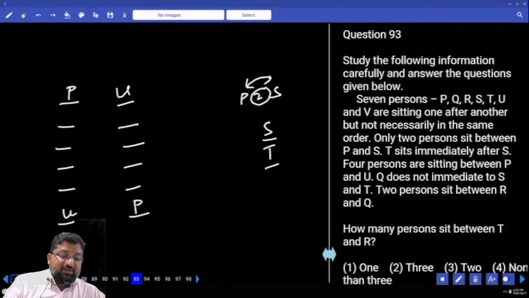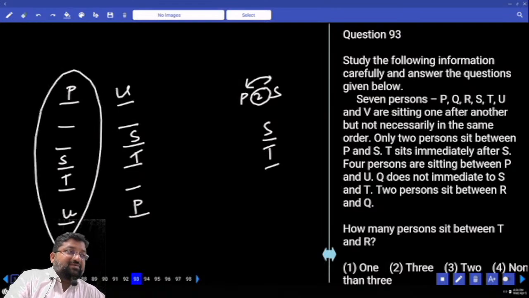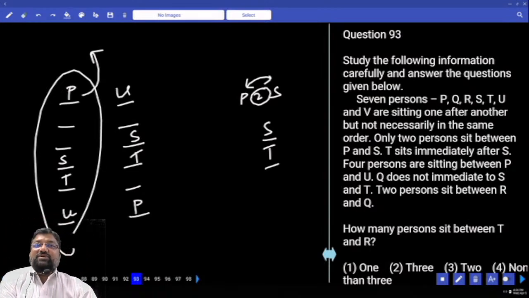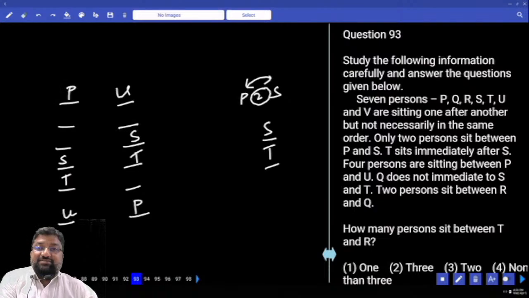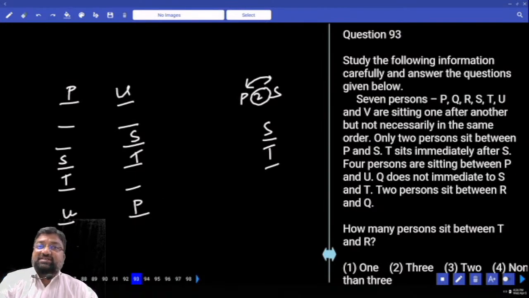How many persons between P and S? 2 persons. Immediately after S is T. Here also 2 persons between P and S, and immediately after S is T, because here I already covered 6 places. If I go above P, 2 people and then S, I get 3 extra, but we have place for only 1. Same way, if I go below P, 2 and then S, 3 extra, I have place for only 1. That is the reason why I have fixed S.